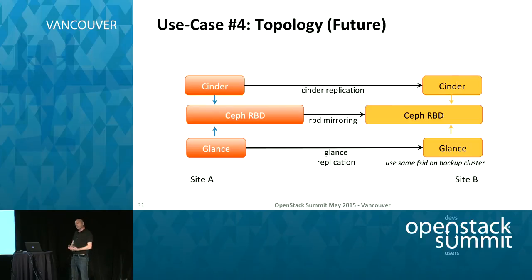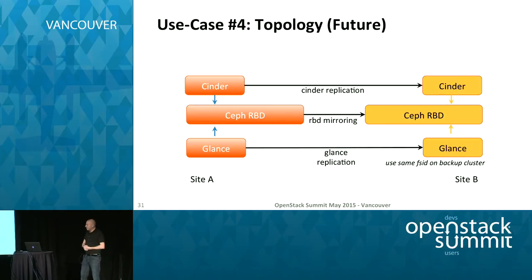So Cinder, as you know, already has Cinder replication starting with Icehouse. We are working on improvements to Cinder replication as we speak. As Neil mentioned, we are also working on RBD mirroring, which is going to make use of the volume replication API of Cinder. And lastly, we can use Glance replication. The caveat in Glance is that we need to use the same FSIDs on the backup clusters to avoid inconsistency.